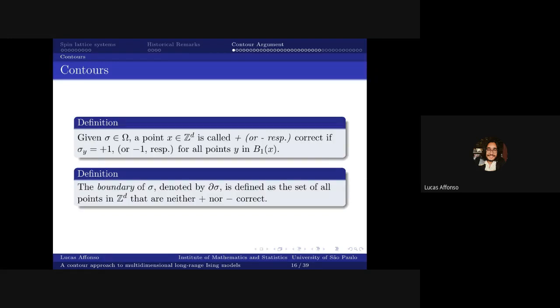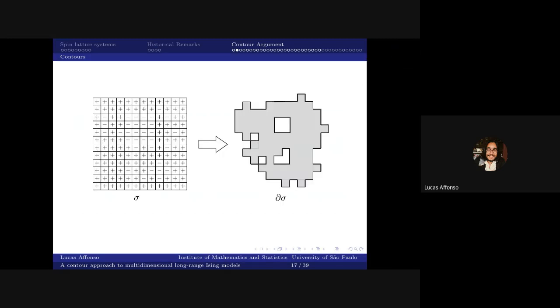For a given configuration and a point in the lattice, you say that this point is plus or minus correct if for the configuration you have plus spin, and in all of its nearest neighbors you also have the same sign. So it's correct in this sense. It's correct because the sign in a point is equal to its all nearest neighbors. And the boundary of the set are the set of all the points that are not correct, that we call these points incorrect.